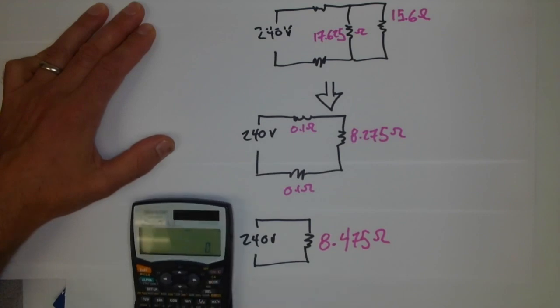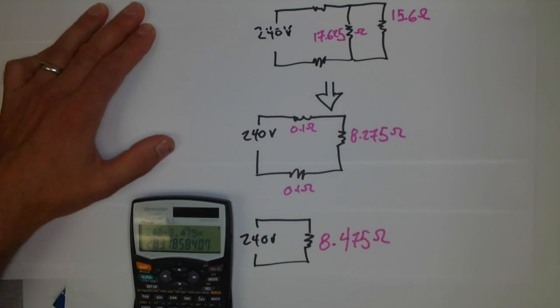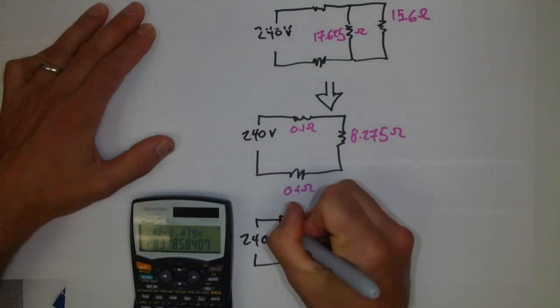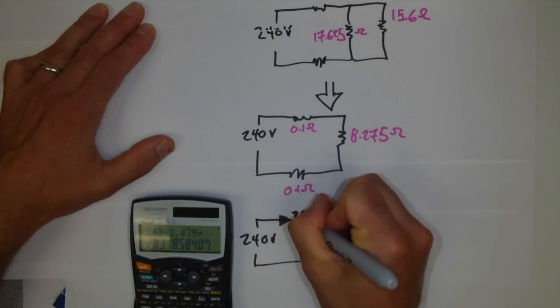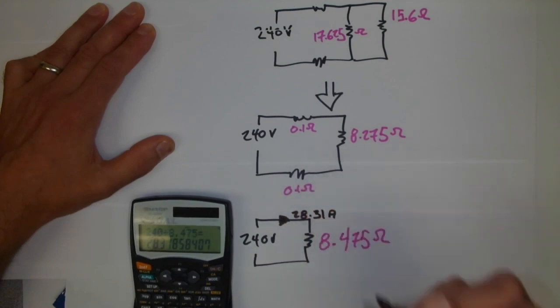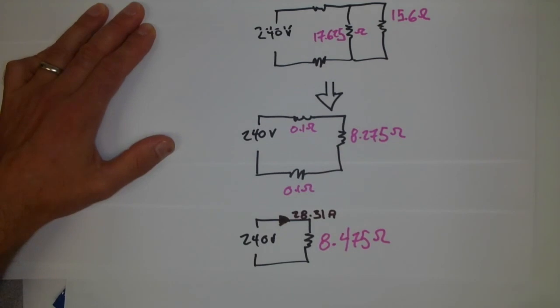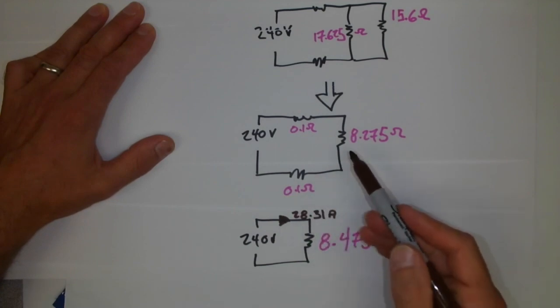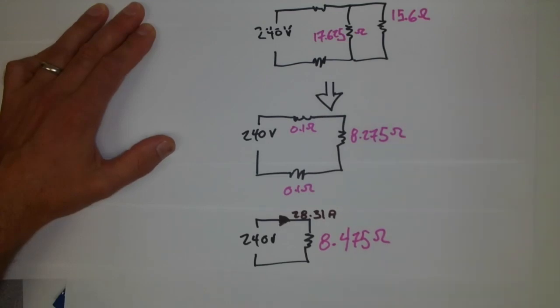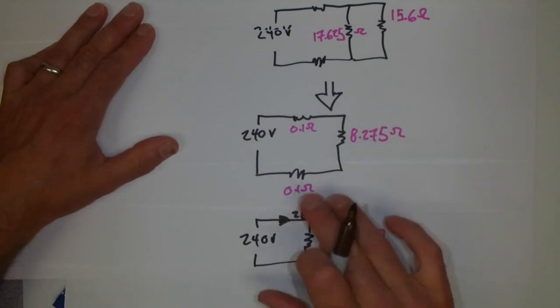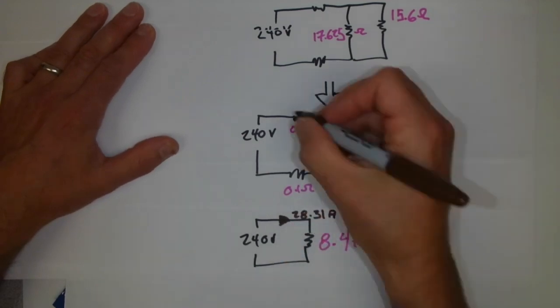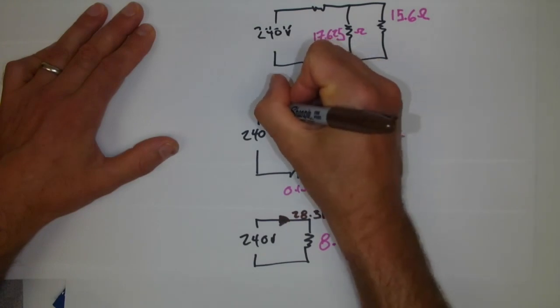So what's 240 divided by 8.475? 28.31 amps. 28.31 amps. Why would we want to know that? Oh, great question. We'd want to know that because I'm going to use this value of current and work my way back up and calculate what voltage is across each one of my loads. So let's take this up here, 28.31 amps. Well, let's sketch it here, 28.31.